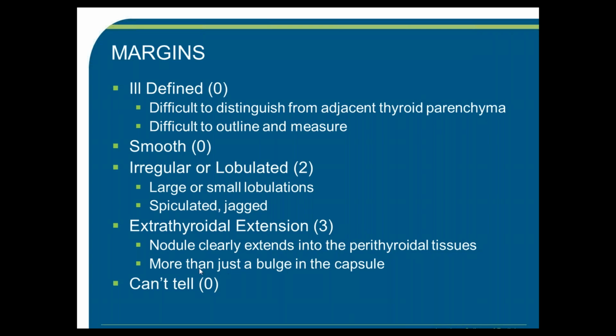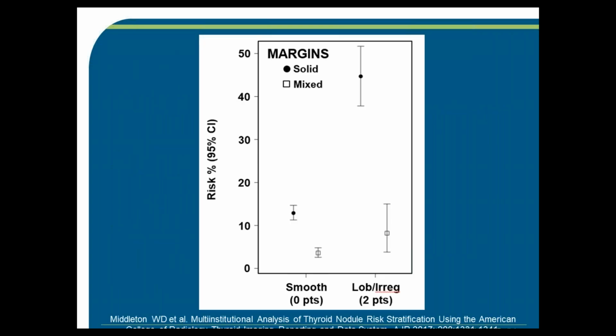Now, you can't call extrathyroidal extension if there's just a bulge in the capsule. You have to actually see extension. A bulge in the capsule might indicate some extracapsular or extrathyroidal extension, but that's not necessarily the case. Again, you can see smooth nodules have a lower risk than lobulated or irregular nodules.